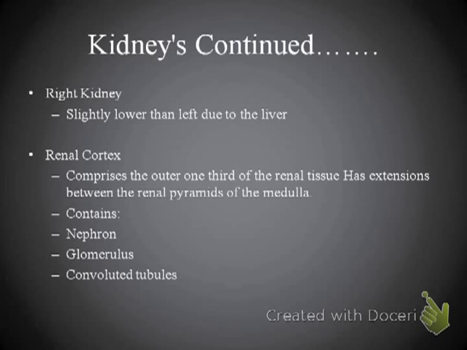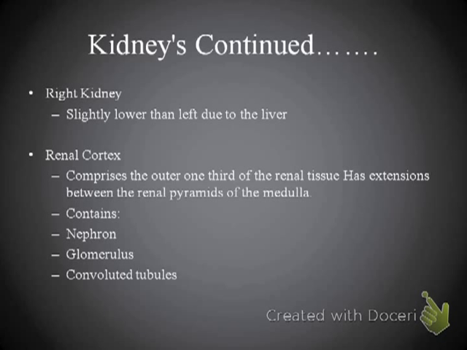The right kidney is slightly lower than the left due to the liver. So that is the reason why we have the right adrenal sitting slightly lower than the left, and the right kidney sitting slightly lower than the left. It's because of the prominence of the liver.